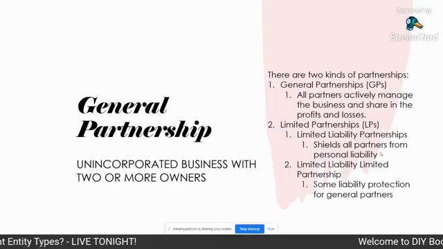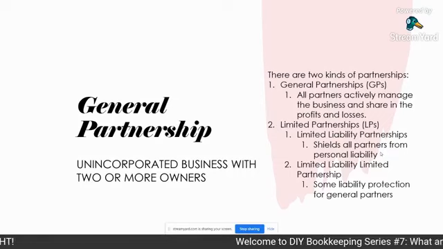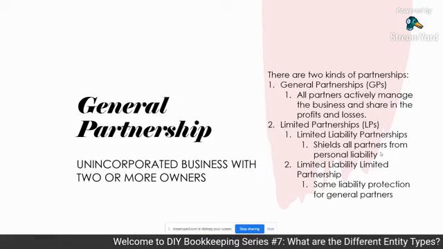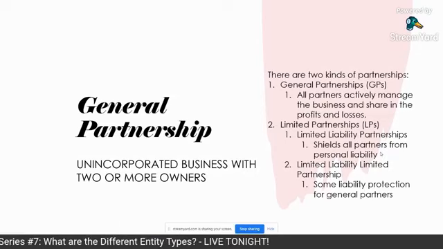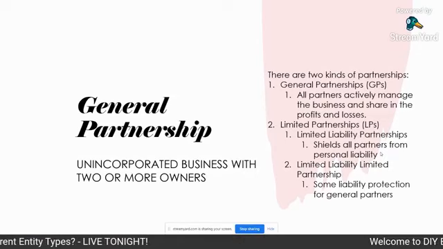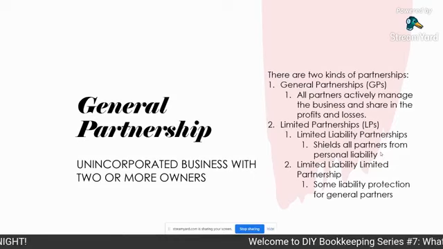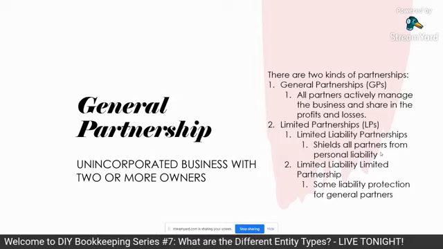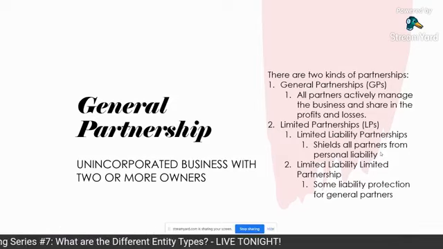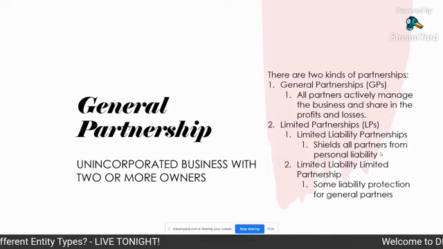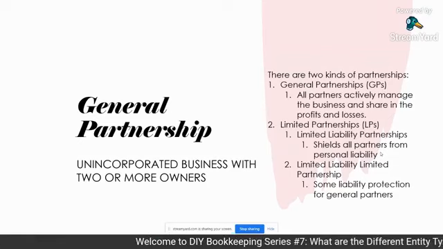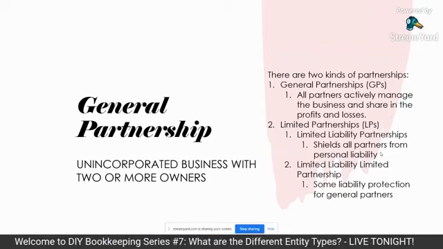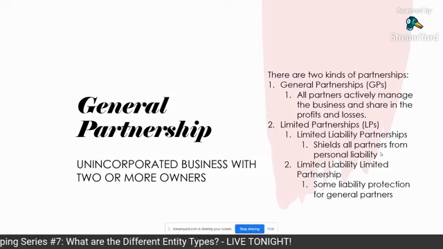There are two kinds of partnerships. There are the general partnerships. They all have partners that actively manage the business and share in profit and losses. And then there are limited partnerships. Now, there are two types of limited partnerships. Limited liability partnerships. I'm sure you have seen LLPs, usually next to a law firm. This shields all partners from personal liability. Could also be a doctor's office. Limited liability limited partnership offers some liability protection for general partners, but not all.